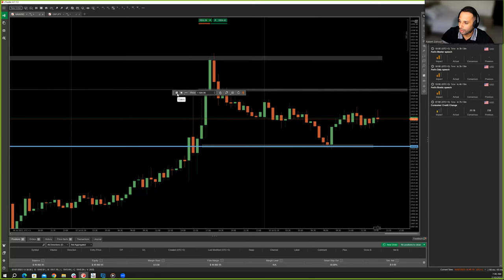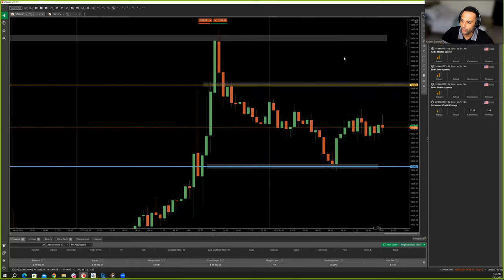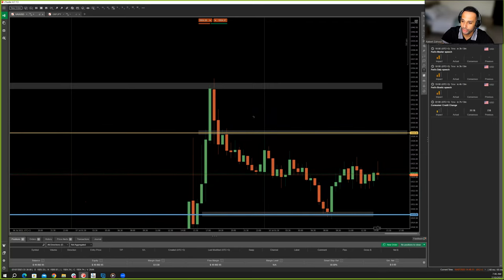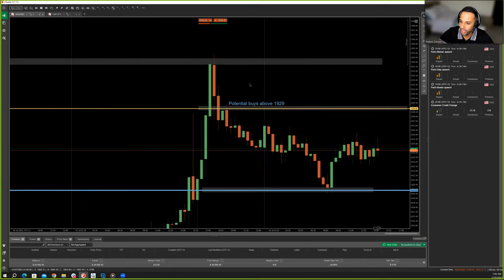Let's make this a little bit thinner. Let's color this yellow. Perfect. So I'm looking for buys above 1929 on gold. Let me put a text right over here: potential buys above 1929 on gold. Make it a little bit bigger. And there we go.